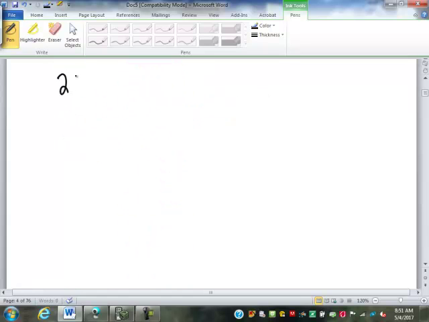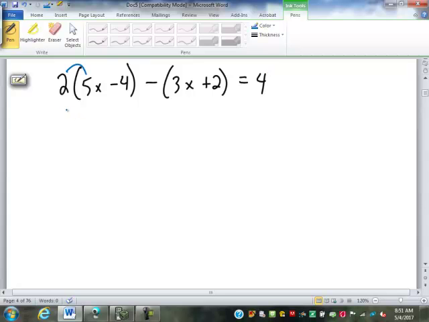All that fun stuff that we left behind. How about something like this? Distribute. So 2 times 5x, 10x. 2 times negative 4, negative 8. How about this one? Yeah, you treat that as a negative 1. We're going to distribute the negative 1. So negative 1 times 3x, negative 3x. Most people get that part right, but this is the part they miss. Negative 1 times 2, negative 2.